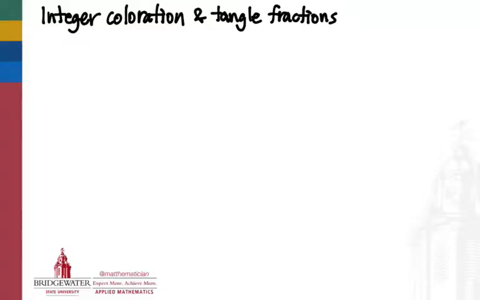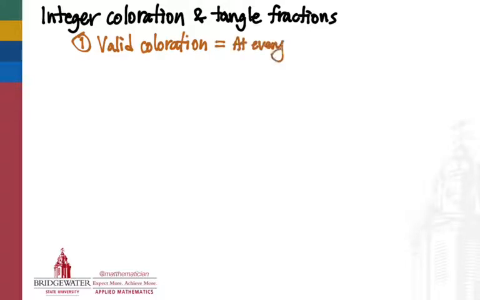When we color knots and when we color rational tangles, the one requirement that we have for what makes a coloration valid, and this is true for both knots and tangles, is that at every crossing, everywhere that we have a crossing of strands, what has to be true about the colors of the strands that are incident in that crossing?